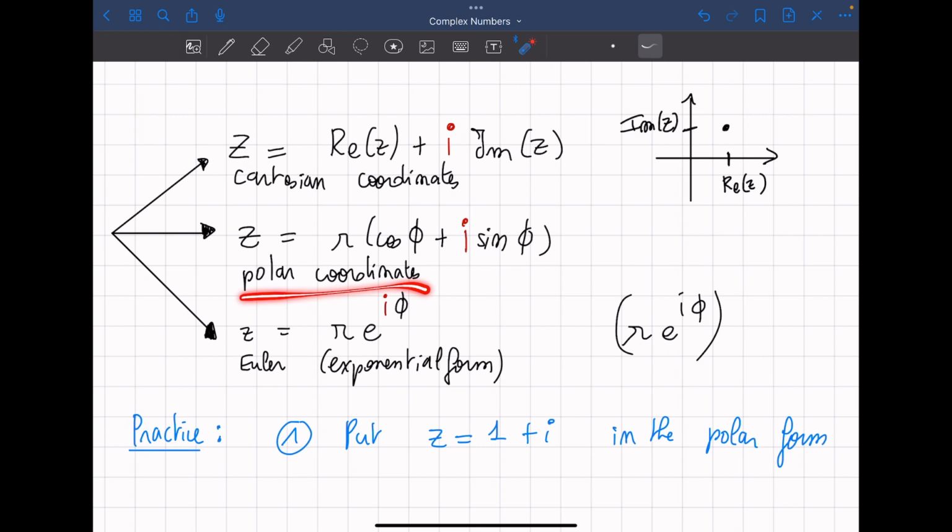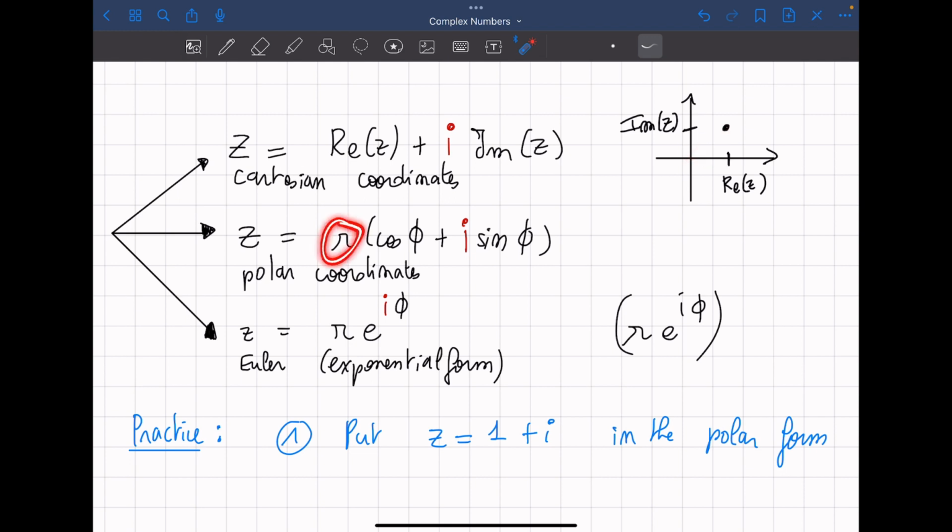And why do we need the polar coordinates? Sometimes it's just easier to represent it as, okay, I know this length and I know this angle, and then I just get the point. I don't need to know this amount there plus this amount there. I can just go like that directly. So put this in the polar form.